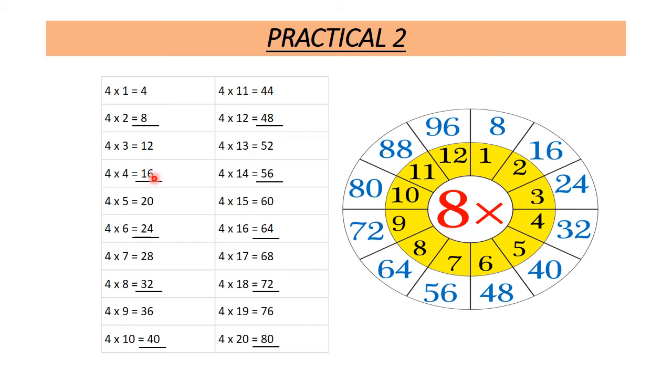Now how will you use this in the 8's table? We will do double of the first factor. So 4's double is 8. And half of the second factor, which is 4. So 8 multiplied by 2. What is half of 4? It is 2. 8 multiplied by 2 is 16. Is this clear?